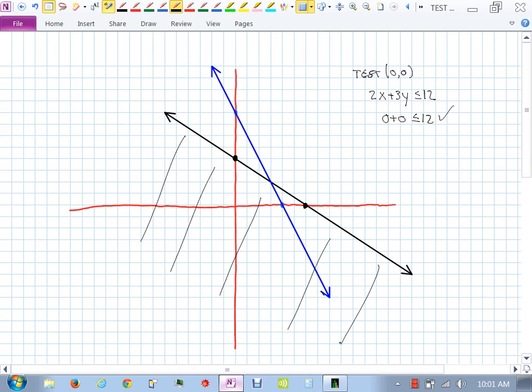And then for the blue, you test 0, 0 again. That's 2x plus y less than or equal to 8. That's 0 less than or equal to 8. That's true. So everything on this side of the blue line.